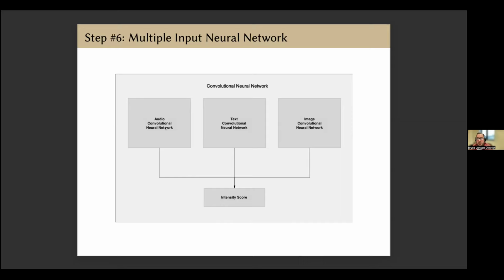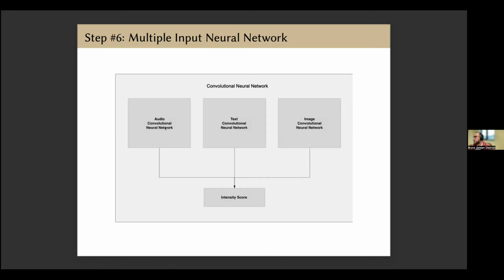The text neural network is based on word embeddings. All the text is converted to word embeddings, which are then piped into an intensity score using a recurrent neural network. Even though the graph says convolutional neural network, that is an error. It's a recurrent neural network in the paper. And the image convolutional neural network is a standard image convolutional neural network that has been used in a variety of studies in political science, so I will not spend a ton of time talking about that.